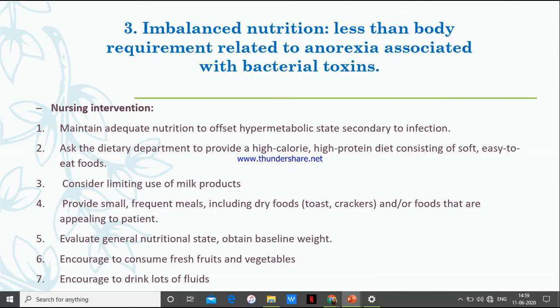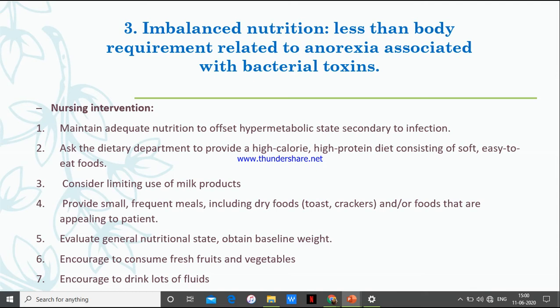Next is imbalanced nutrition, less than body requirements, related to anorexia associated with bacterial toxins. First, we maintain adequate nutrition to offset the hypermetabolic state secondary to infection. So we have to maintain proper nutrition for the patient. We ask the dietary department or the dietitian to provide a high caloric diet or a high protein diet consisting of soft, easy to eat food.